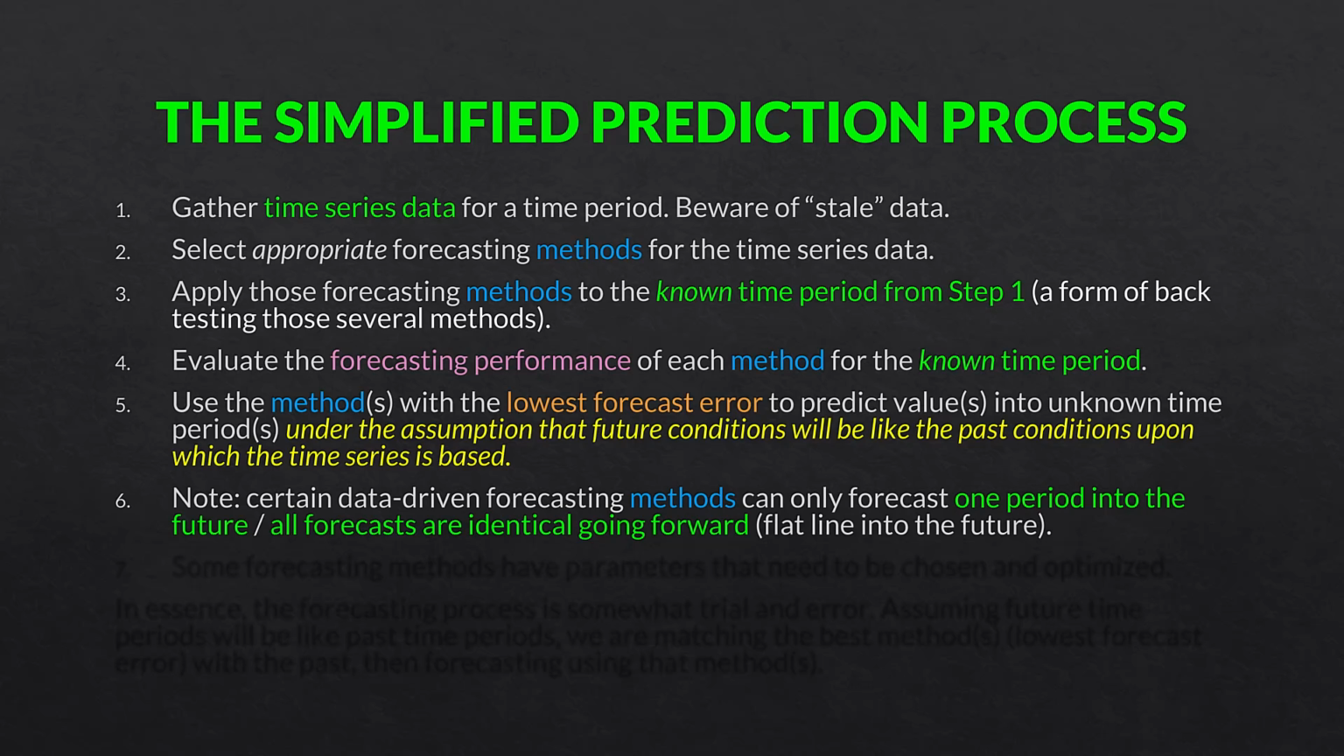Step 6. Note, certain data-driven forecasting methods can only forecast one period into the future, or all forecasts are identical going forward. The forecast line is just a flat line straight into the future. The main reason for this is that in data-driven methods, you will eventually run out of data. So for example, like a moving average, eventually you're going to get to the point where you don't have any more data from step 1 at the top, and you can't go any further. And what happens is you just stop there, or you take that last value you forecasted and extend it out into the future indefinitely. And of course, we will talk about that more in future videos.